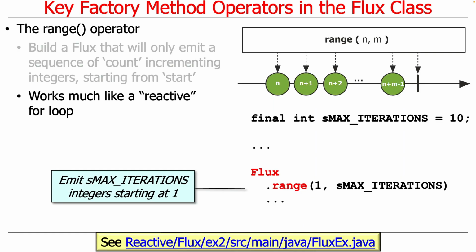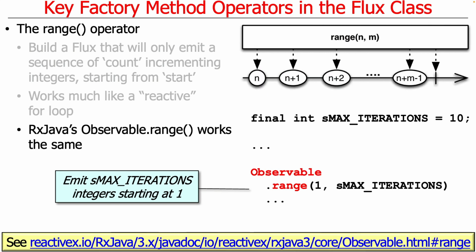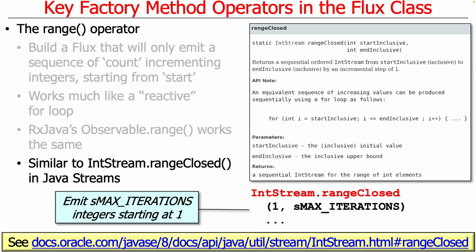This basically is a reactive for loop. This is the best way to think about it. So in this case, we're going to loop from i = 1 up to sMaxIterations. Let's say it's 10, just for sake of argument. And it'll generate values 1, 2, 3, 4, 5, 6, 7, 8, 9, 10, starting at the start value. RxJava has a range method that works in exactly the same way.